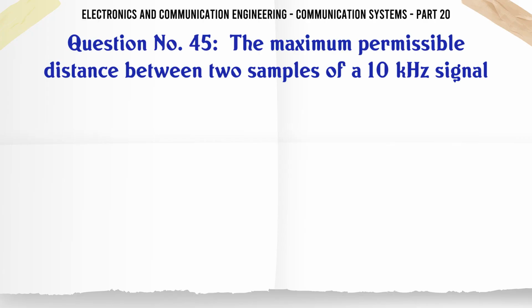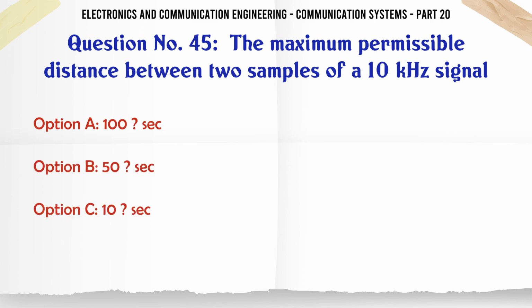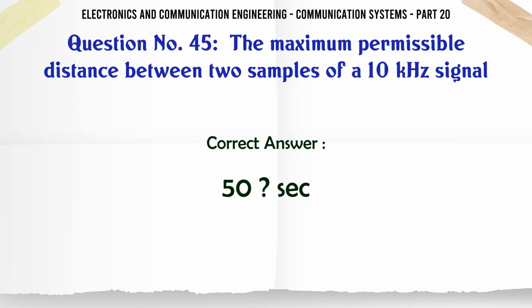The maximum permissible distance between two samples of a 10 kHz signal. A. 100 sec, B. 50 sec, C. 10 sec, D. None. The correct answer is 50 sec.